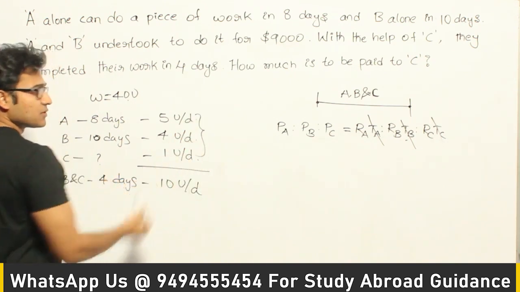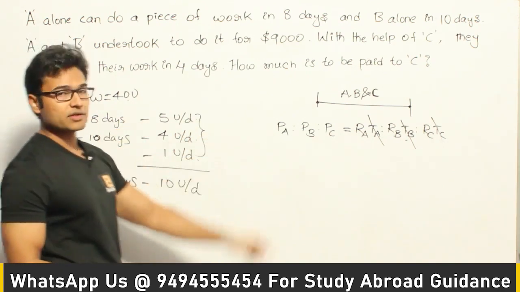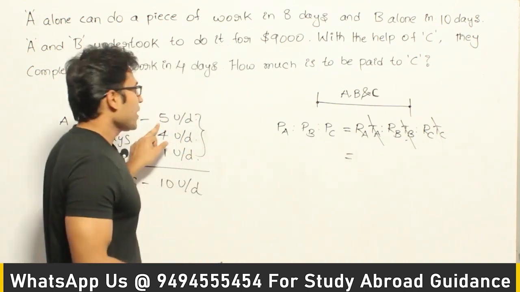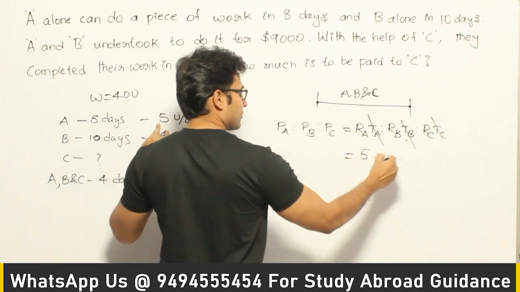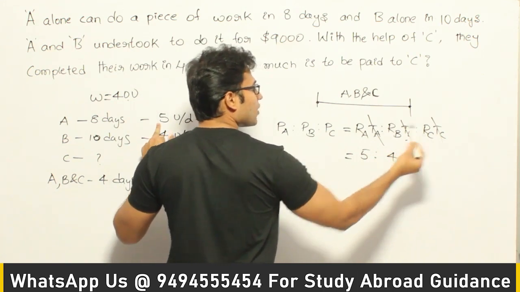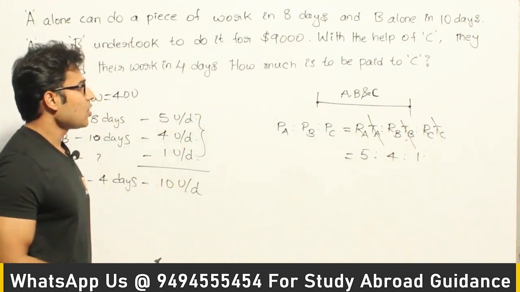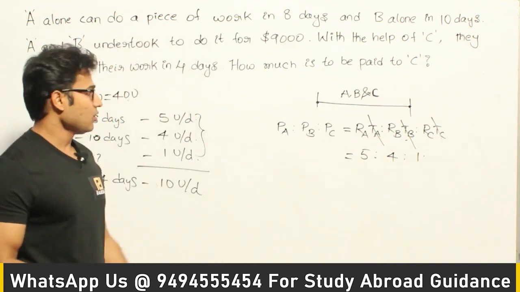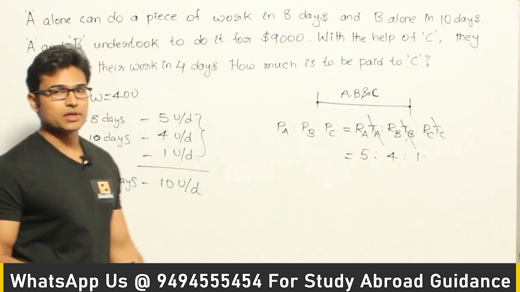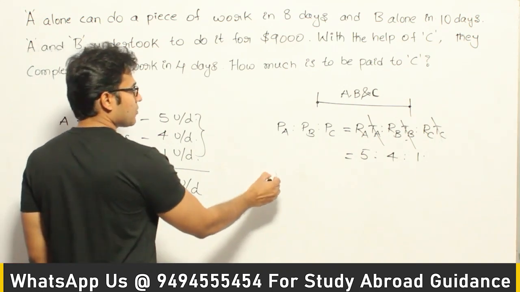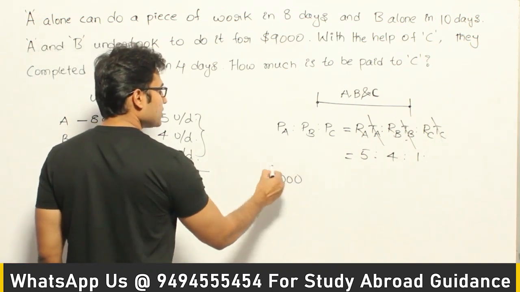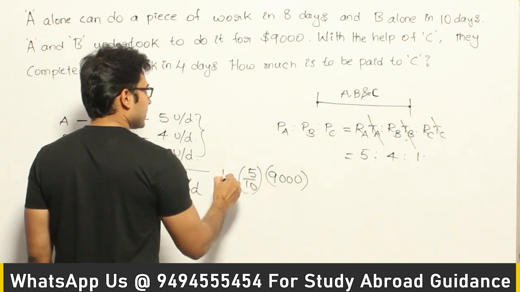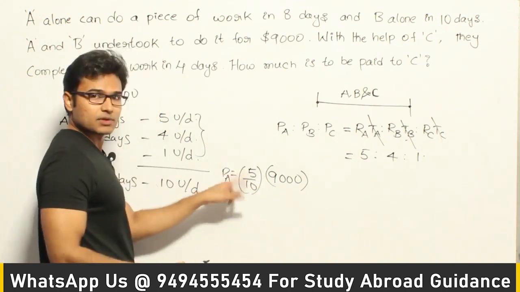So we got the ratio at which they are working, so we can directly substitute there. What is the way we should share it? 5:4:1. Got it? So how many parts totally? 5 plus 4 plus 1, 10 parts. Out of 10 parts, 5 parts should go to A. So what is the total payment? Total payment is $9,000, out of which 5 by 10 is what A is going to get, right?